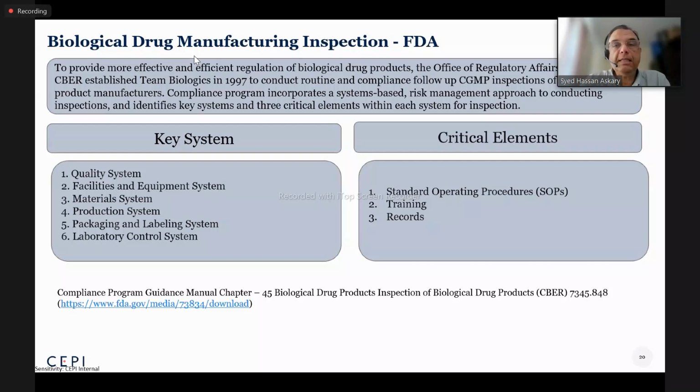So there are certain key systems and critical elements that FDA looks at, and I got this from FDA guidance, and I've provided the guidance reference as well. Please feel free to go and check. It'll be good for developing further understanding. The key systems that the inspection basically focuses on are the quality system, the facilities and equipment, the material, production, packaging, labeling system, and laboratory control. The critical elements that they look at are SOPs during inspection, training logs, and records.